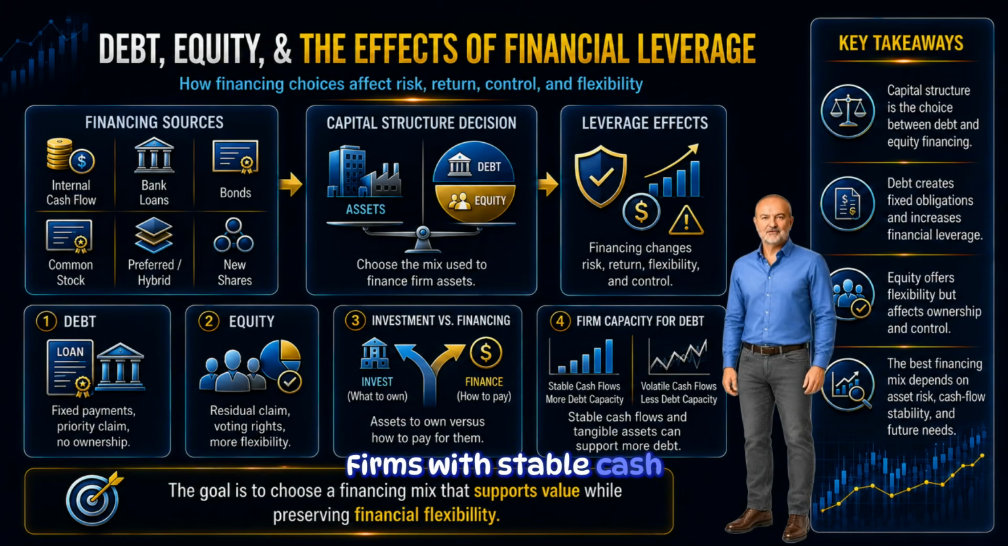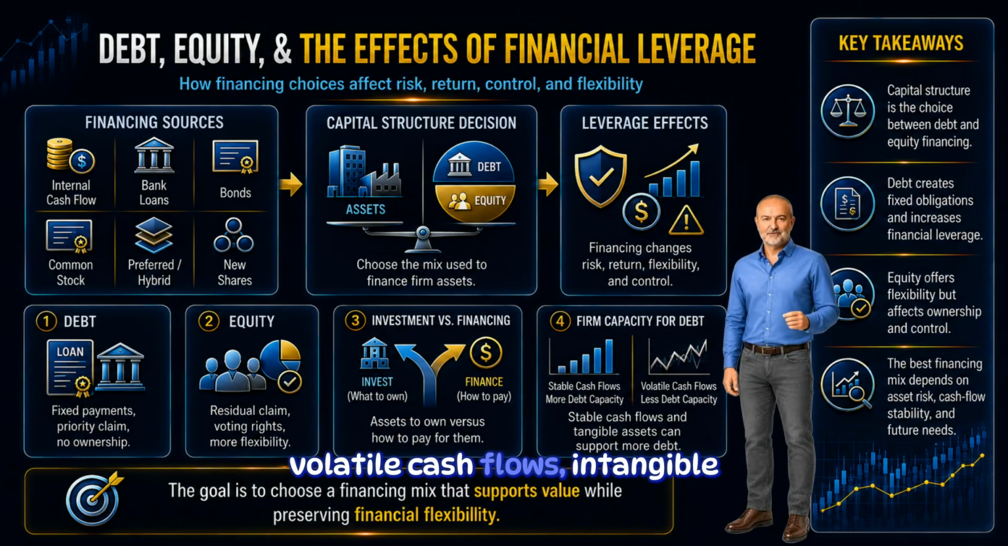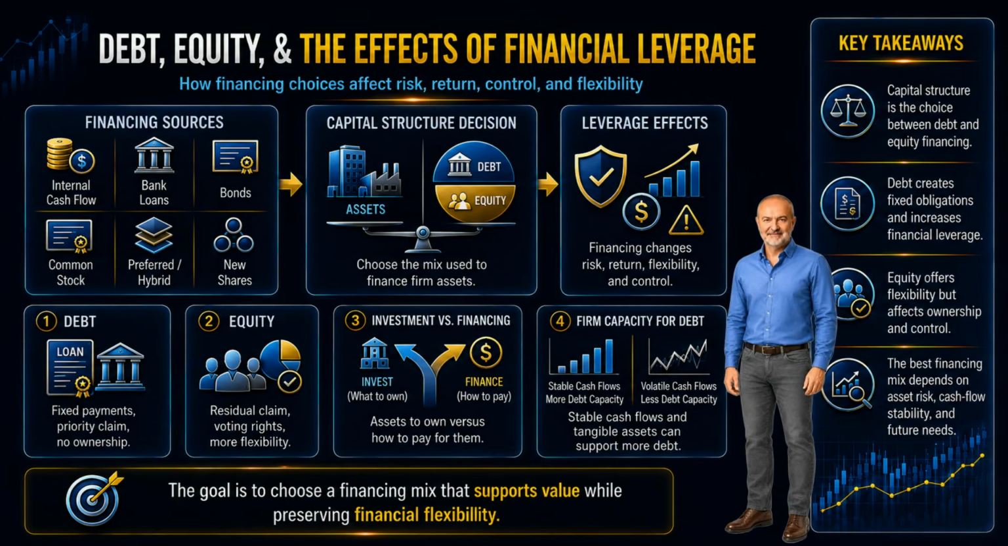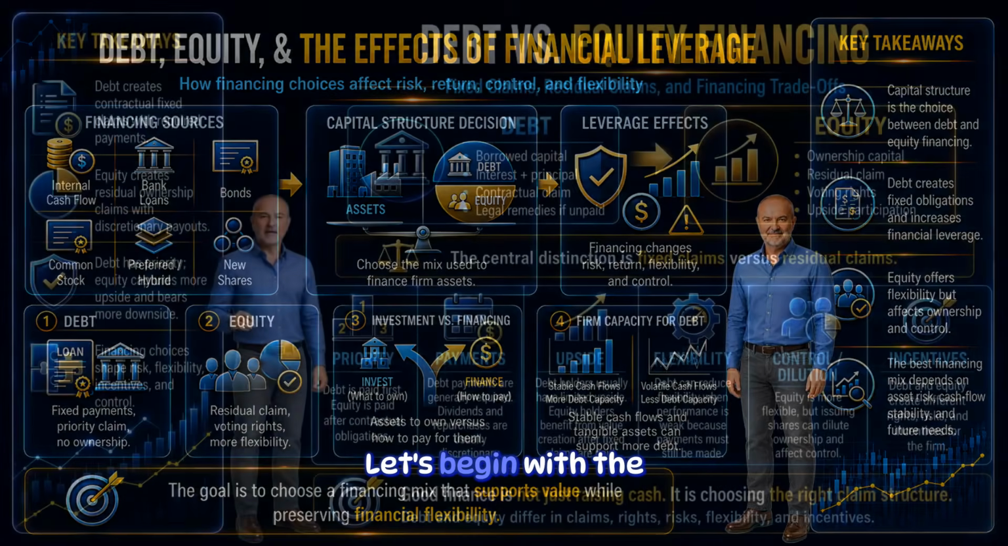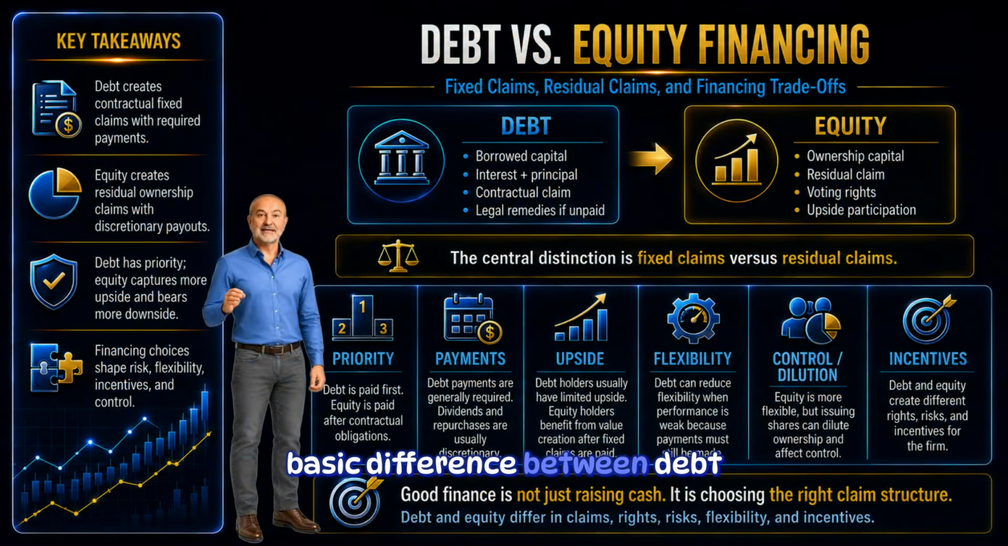Firms with stable cash flows and tangible assets can usually support more debt than firms with volatile cash flows, intangible assets, and uncertain future investment needs. So today, our goal is to understand not only what debt and equity are, but also how they change risk, return, control, and managerial decision-making. Let's begin with the basic difference between debt and equity financing.